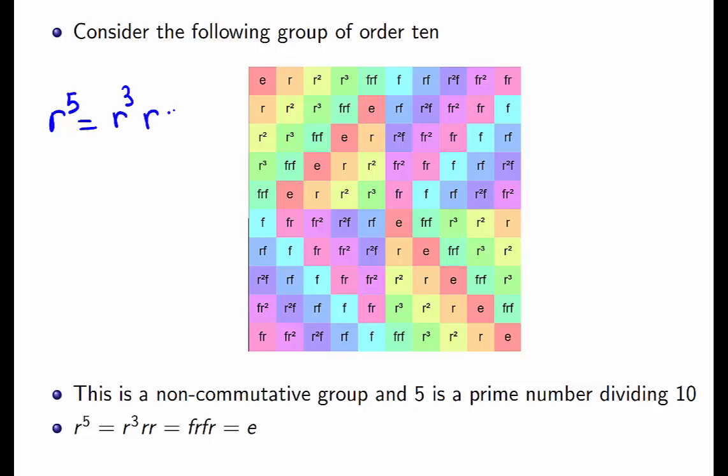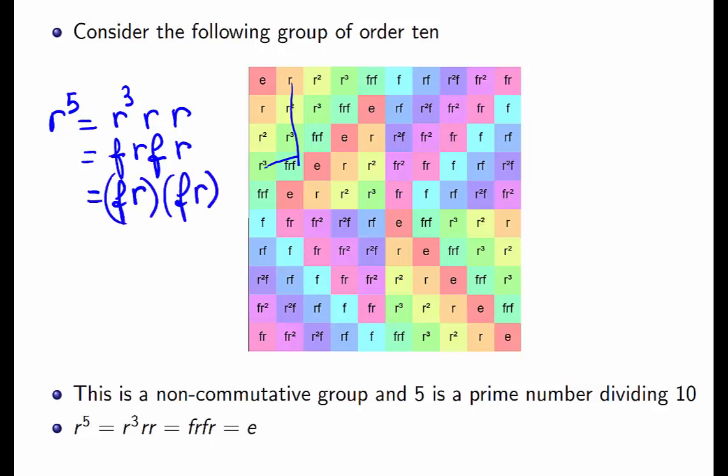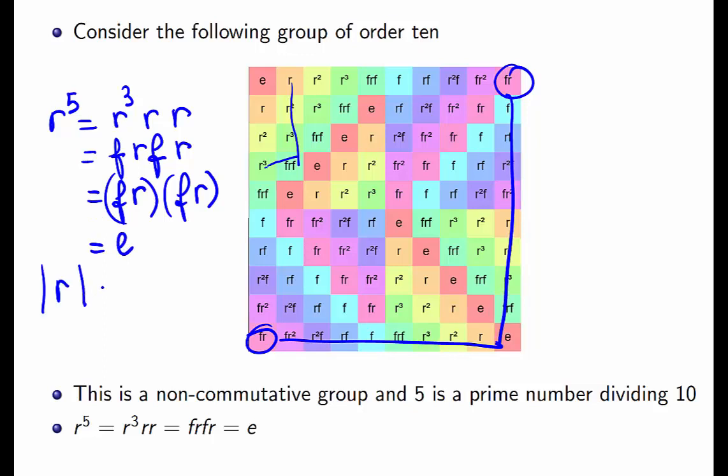That'll be R cubed times R. Taking R cubed times R, you get FR times R, and then by associativity, this is essentially FR times FR. And let's look at what FR times FR is. That's the identity. So R has order 5. That's what I mean.